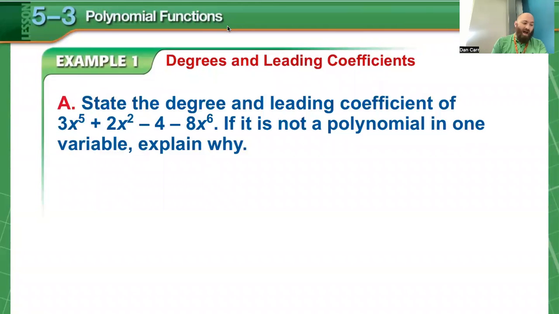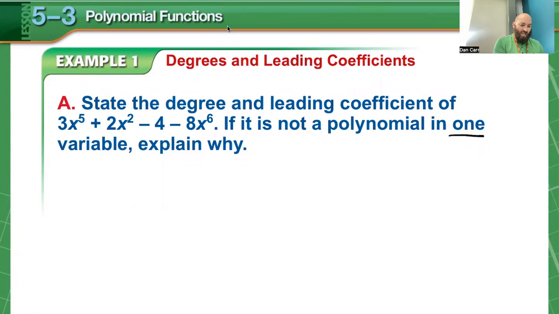Today we're going to be talking about 5.3. It has to do with more about polynomial functions, which means we're going to analyze their behavior and what they do. So for this first example, we'll talk again about degrees and leading coefficients. State the degree and leading coefficient of this polynomial. If it's not a polynomial in one variable, explain why.